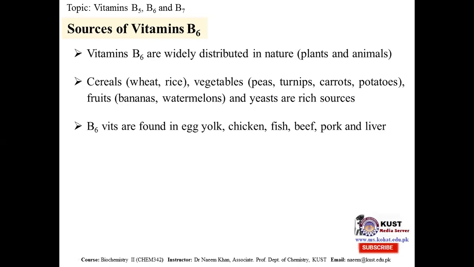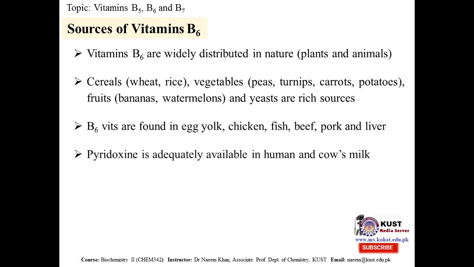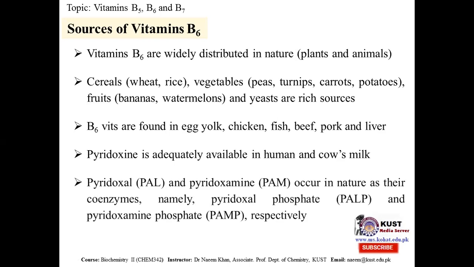In egg yolk, chicken, fish, beef, pork, and liver, vitamin B6 is also present. Pyridoxine is adequately available in human and cow milk. Pyridoxal and pyridoxamine occur in nature in their coenzyme forms, namely pyridoxal phosphate and pyridoxamine phosphate. These phosphorylated forms are present in animals, and they are important coenzymes in very well-known reactions of human metabolism.